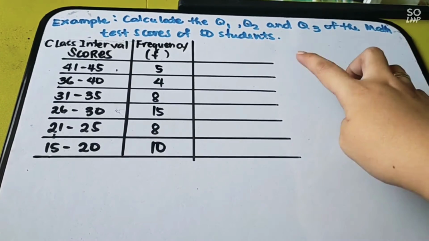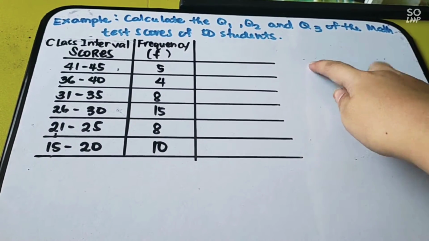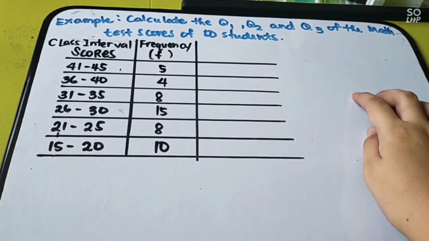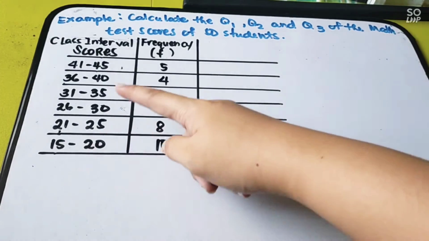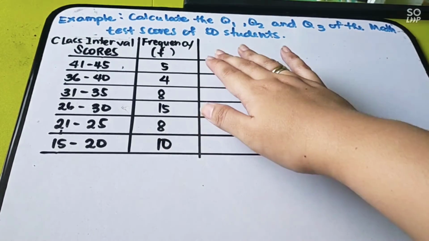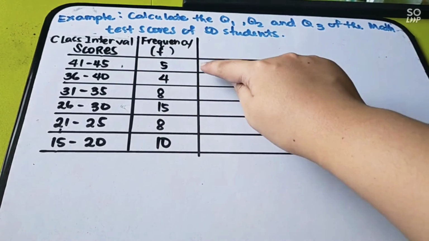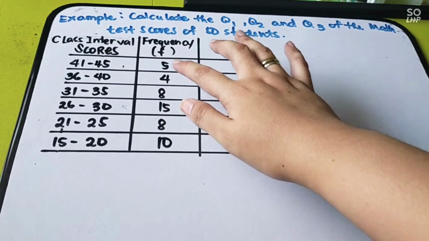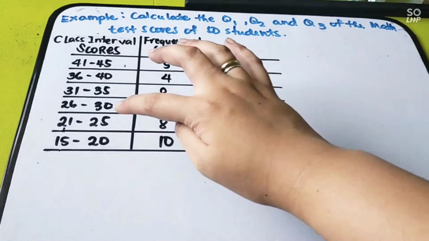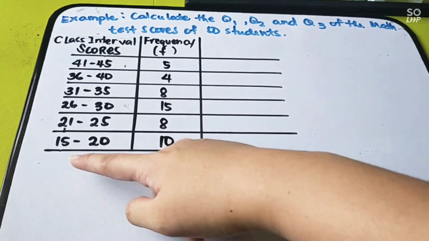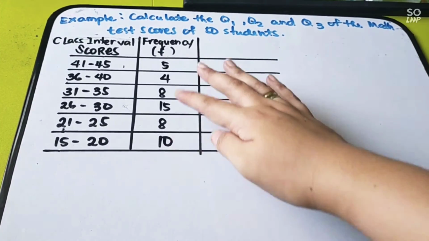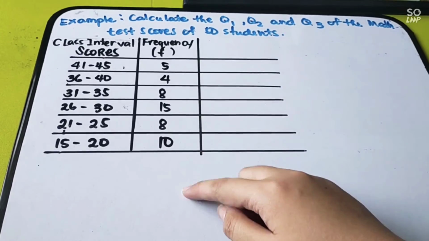It says, calculate quartile 1, quartile 2, and quartile 3 of the math test scores of 50 students. So we have here the given class intervals of the scores and the frequency, how many got each. For 41 to 45, we have 5; 36 to 40, we have 4; 31 to 35, 8; 26 to 30, we have 15; 21 to 25, we have 8; and 15 to 20, we have 10. If you total the frequency, that is equal to 50.